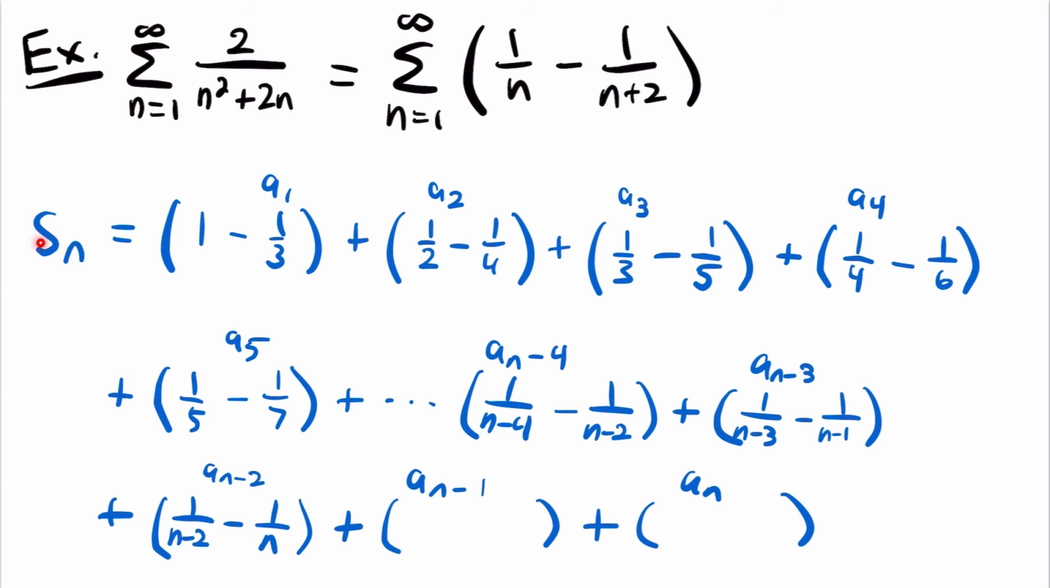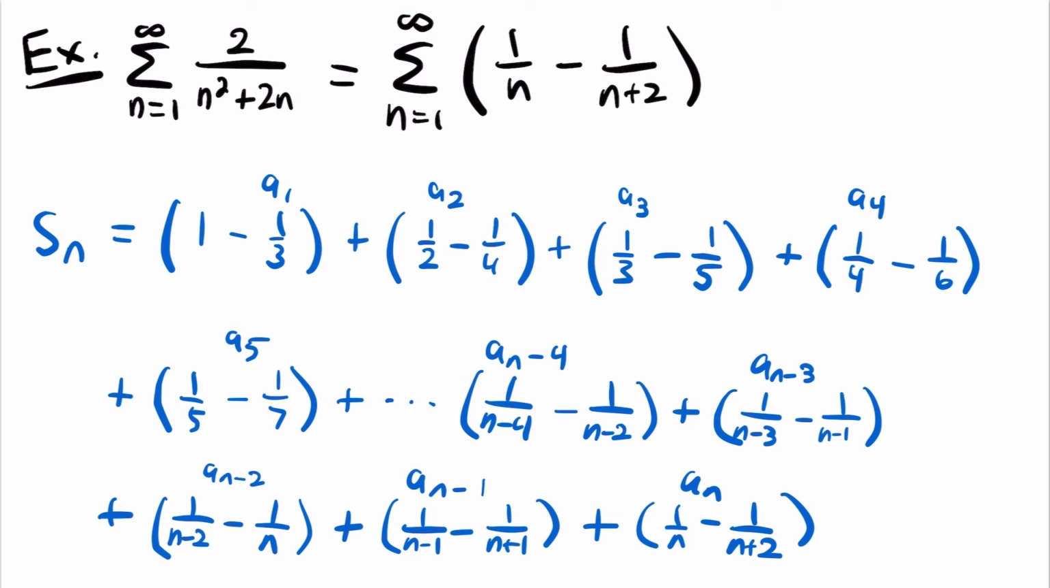The nth partial sum adds up all the terms until a sub n. Now for a sub n minus 1, we will have 1 divided by n minus 1. So we'll do 1 divided by n minus 1 minus 1 divided by n minus 1 plus 2. Negative 1 plus 2 is positive 1. So we will have 1 divided by n plus 1. And then for our last term, we're just going to have 1 divided by n minus 1 divided by n plus 2. That's when n is equal to n. So we will have 1 divided by n minus 1 divided by n plus 2.